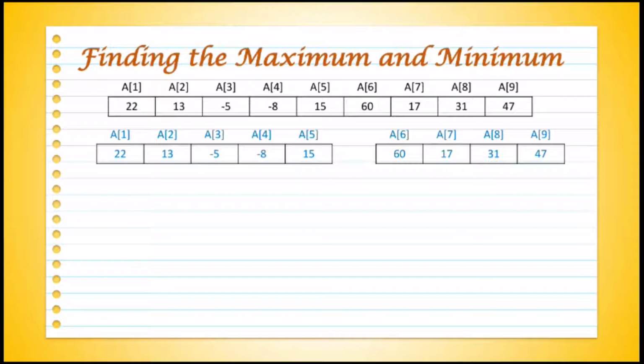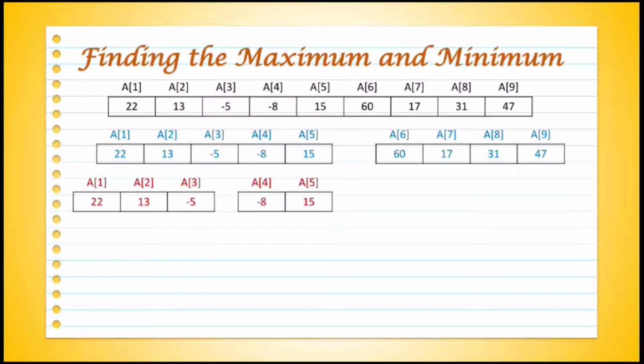As per our definition, there should be only one or two elements in the smaller arrays. Because there are 5 elements in the first array and 4 elements in the second array, we will apply the same strategy, that is, divide these arrays into smaller instances. In the first array the middle value is 3. So our first array will be from the first to the third element, and this will be our second array.